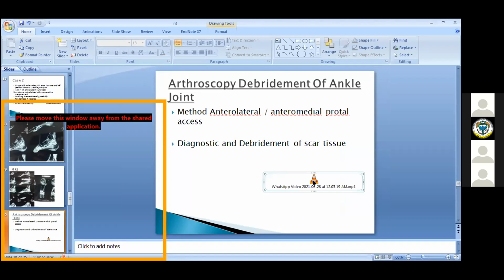So this is on visualization at the start. You can see the dome and distal tibia, and this is the joint. So we did the debridement for these cases, and after surgery, both patients had dramatic and immediate improvement. They can walk without pain.